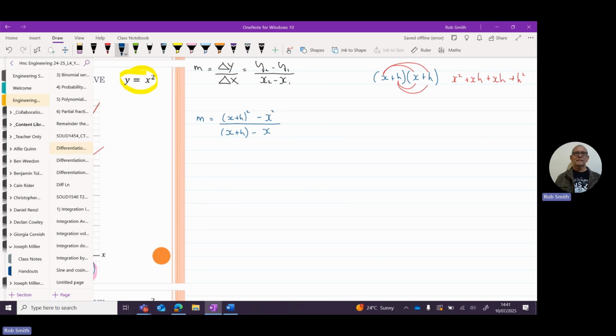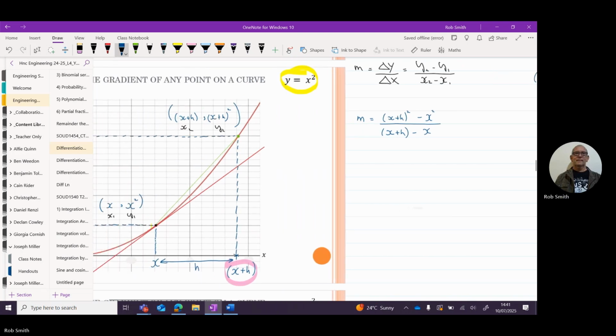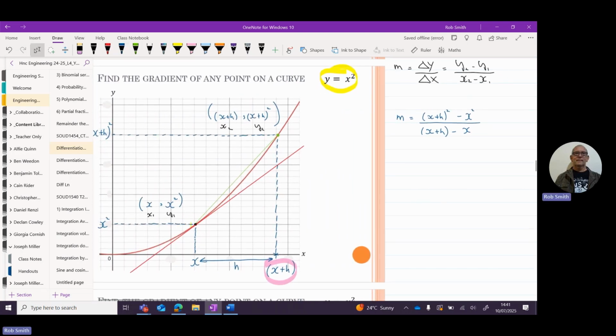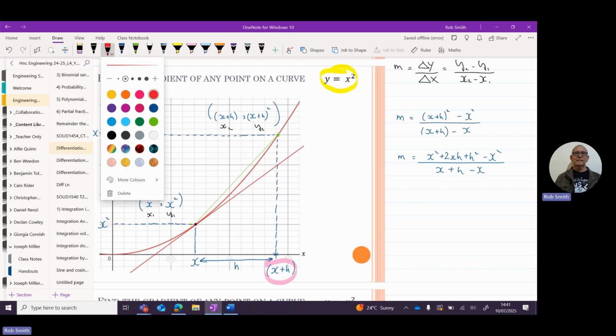So what we'll do, we can add that in now and just do a bit of algebra. So this is going to be x squared plus 2x h plus h squared minus x squared, all divided by x plus h minus x. And what we'll do, we'll see what we can cancel out.